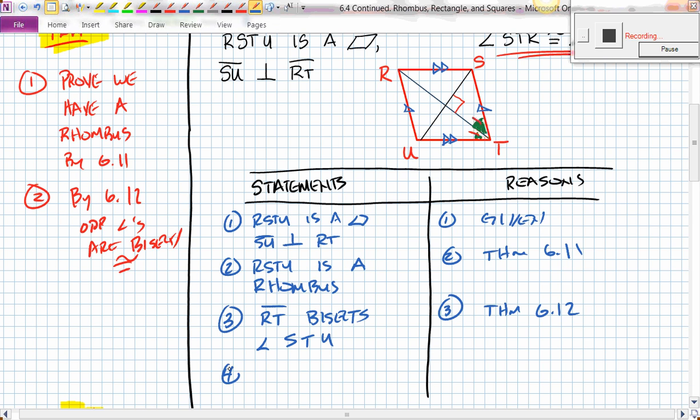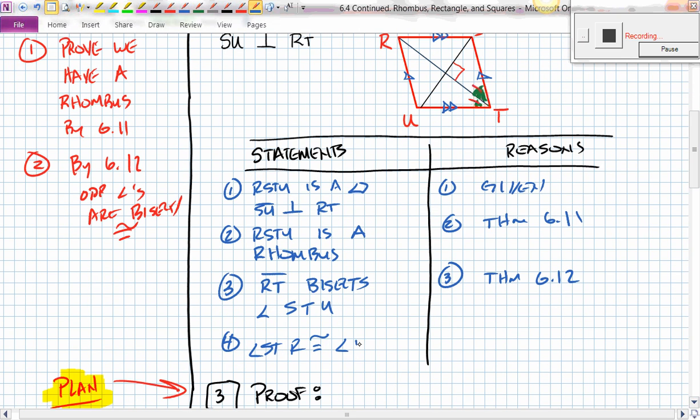So therefore, angle STR is congruent to angle UTR by theorem 6.12, or definition of bisect. That side, because it's a given to us.